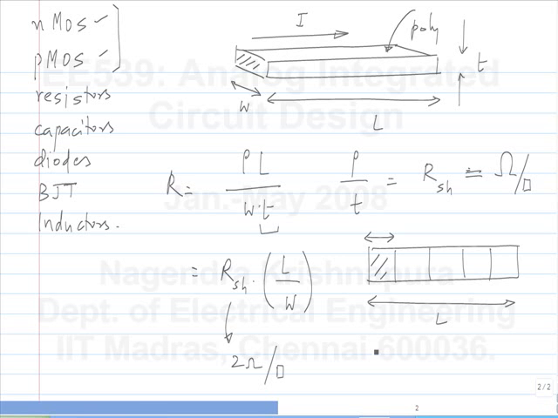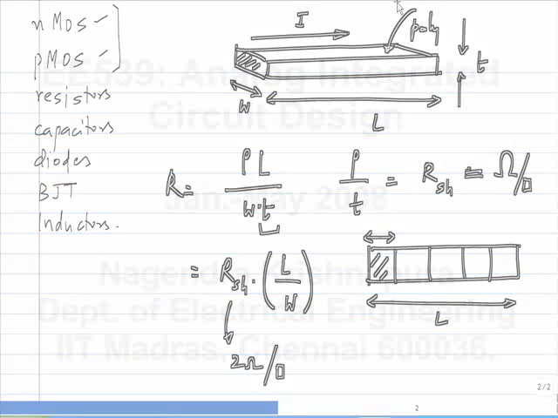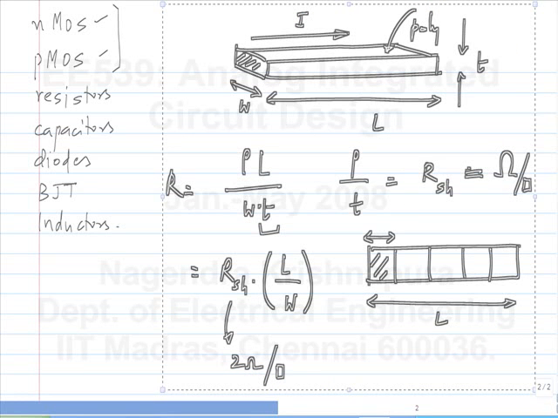So usually there is a variety of resistances available in a process. They'll have different values of sheet resistance, and you have to use whatever is suitable for that particular value. If you want like 200 ohms, you may use a different type of resistance than if you want 200 kilo ohms. So it's specified by sheet resistance, a pretty simple definition, should be pretty clear.